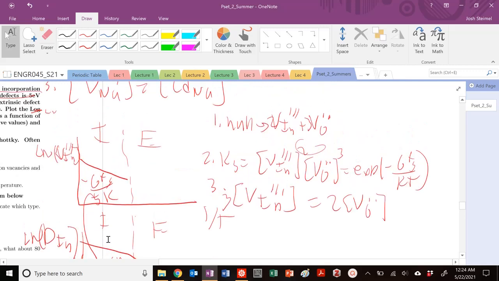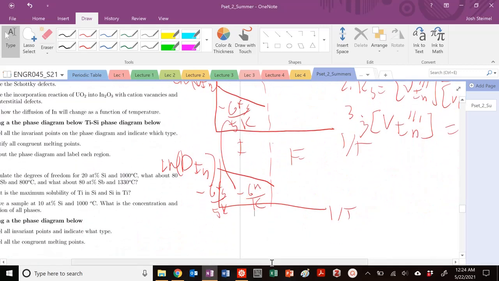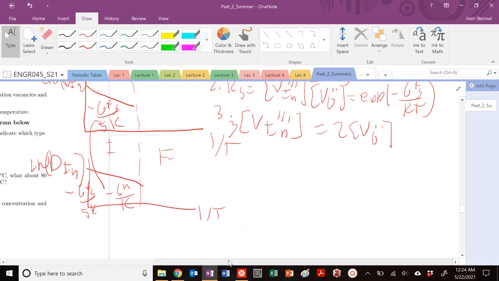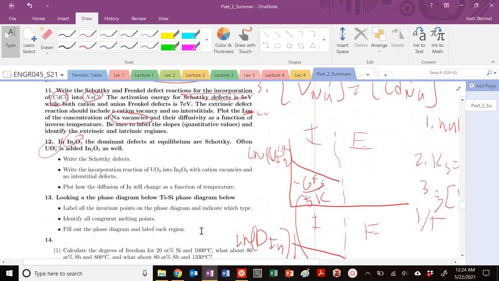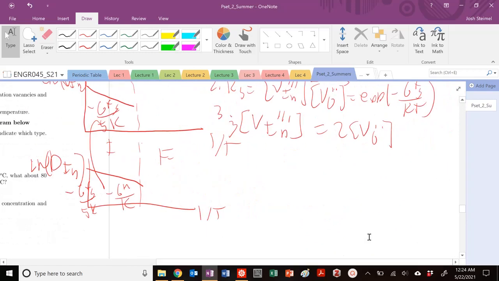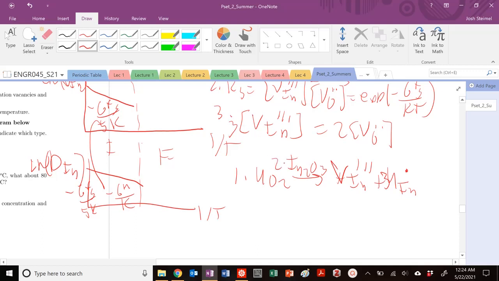For the extrinsic reaction, we are doping this with UO2. I believe it's UO2 into In2O3. Good. So for our extrinsic, UO2 into In2O3, I definitely need a vacancy of indium. That's 1, 2, 3, plus U replacing indium. So that's going to be a 3 plus to 4 plus positive there. So we'll put a 3 in here, I'll put a 2 in here. Where's our 3 here? So we need a 6 oxygen.